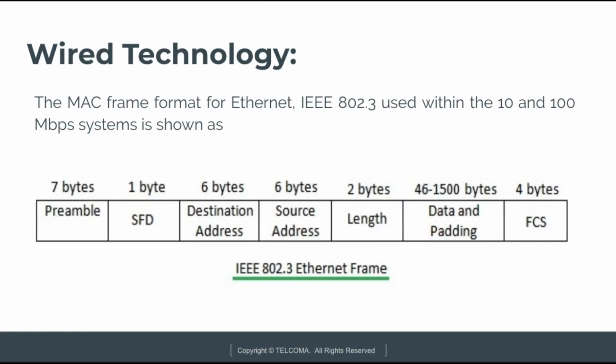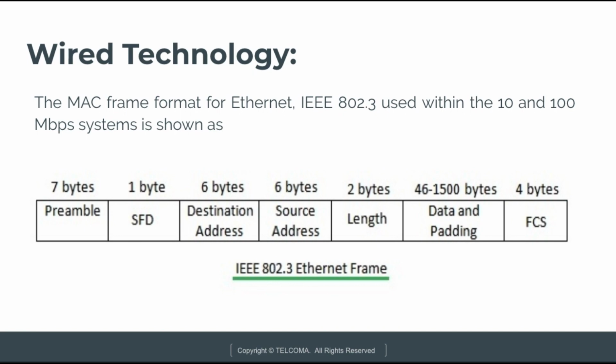This is the MAC frame format of Ethernet. IEEE 802.3 is used within 10 and 100 Mbps systems. So this is an Ethernet frame. Here 7 bytes are the preamble, 1 byte is the SFD, 6 bytes are the destination address, 6 bytes are the source address, 2 bytes indicate length, 42 to 1500 bytes are for data and padding, and 4 bytes are for FCS.